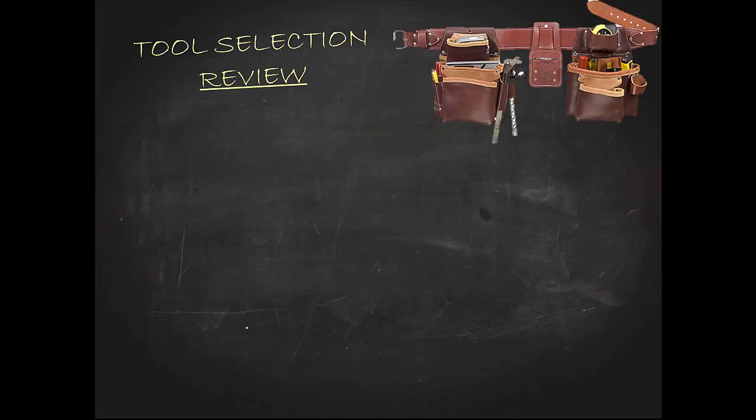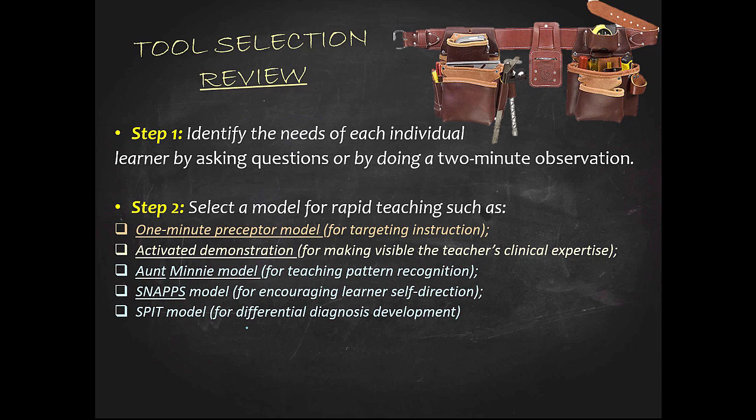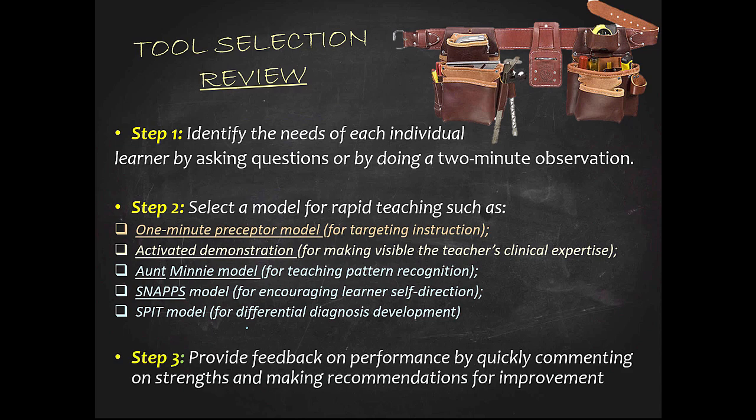So now that we have a number of tools in our tool belt, let's do a quick review of how to choose them. Step 1 is to identify the needs of each individual learner by asking questions or by doing a 2-minute observation. In Step 2, we select a model for rapid teaching. And in Step 3, we provide feedback on performance by quickly commenting on strengths and making recommendations for improvement.